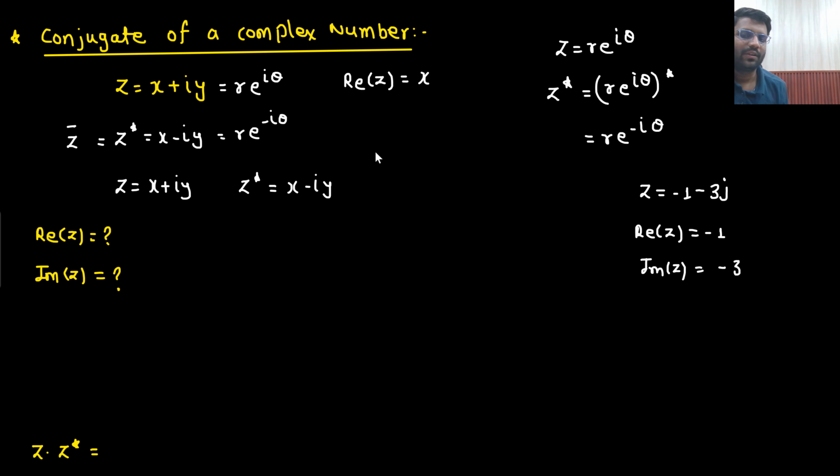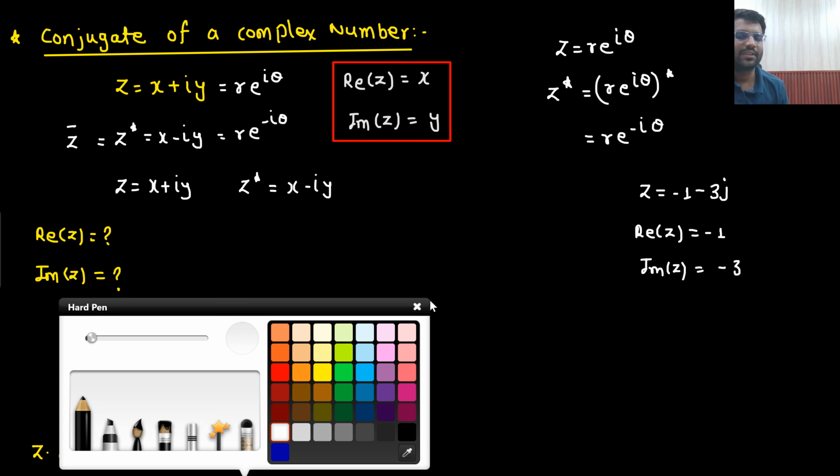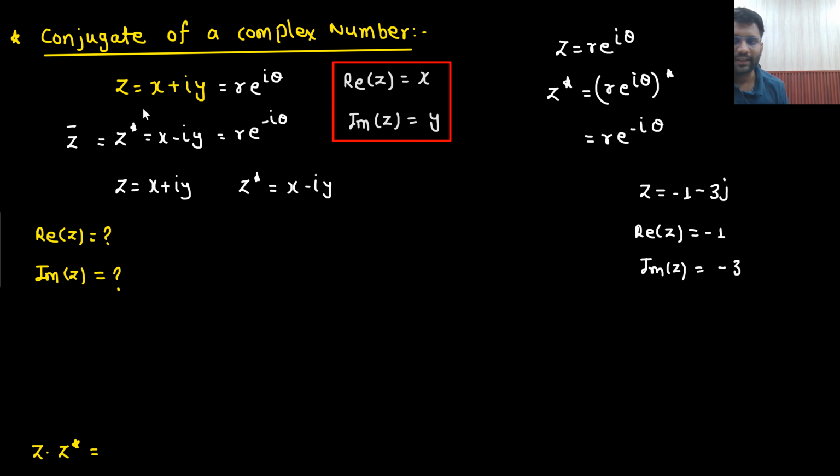So imaginary part of Z means minus 3. Are you able to understand this point? So what is your imaginary part of Z? Imaginary part of Z is y. Will you be able to remember this thing? It is important. In the examination directly it will be used. Real part of Z is x, imaginary part of Z is y. So what is your Z? Z is x plus iota y, and Z conjugate is x minus iota y.